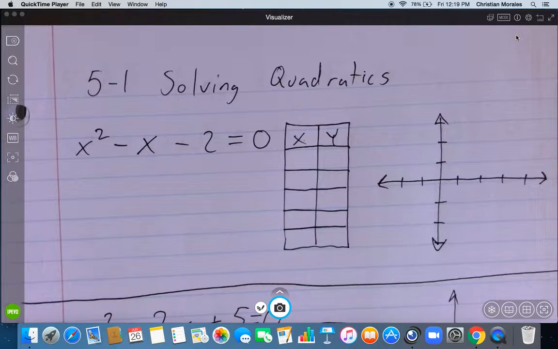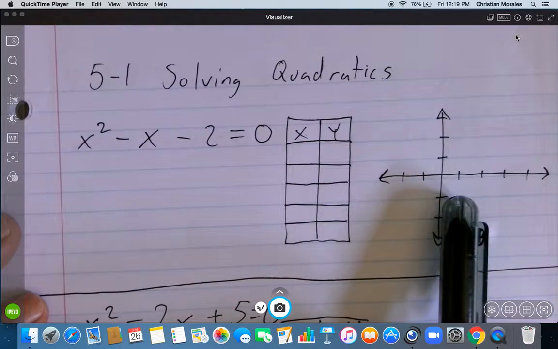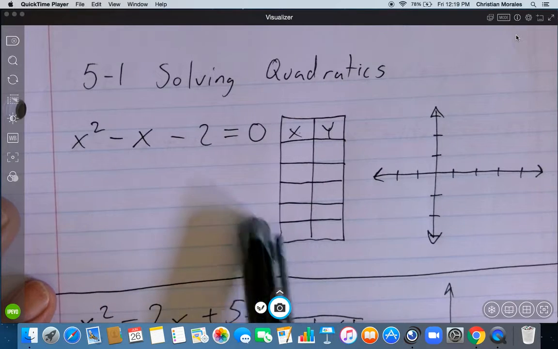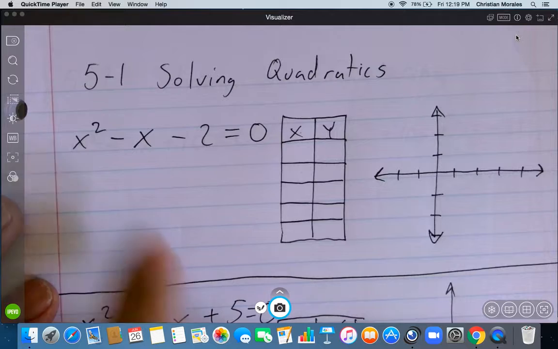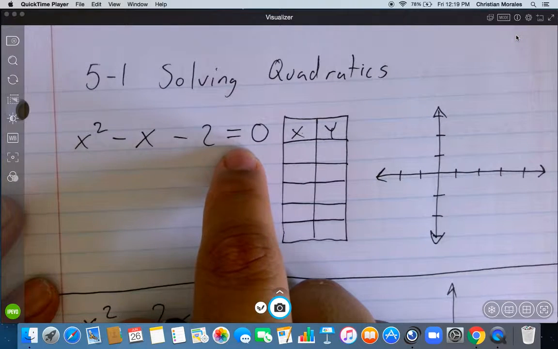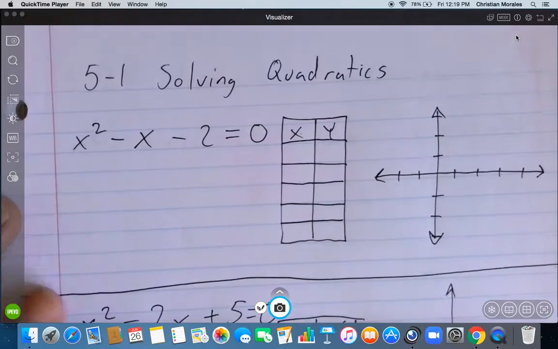Okay, we're solving quadratic equations now. The first method we're going to use to solve is graphing. We're going to go over how to make a proper graph and then how to find the solutions for x in the graph. The first thing you have to do is set it equal to 0. If the problem has equal to y or equal to f of x, just put equals to 0, okay?